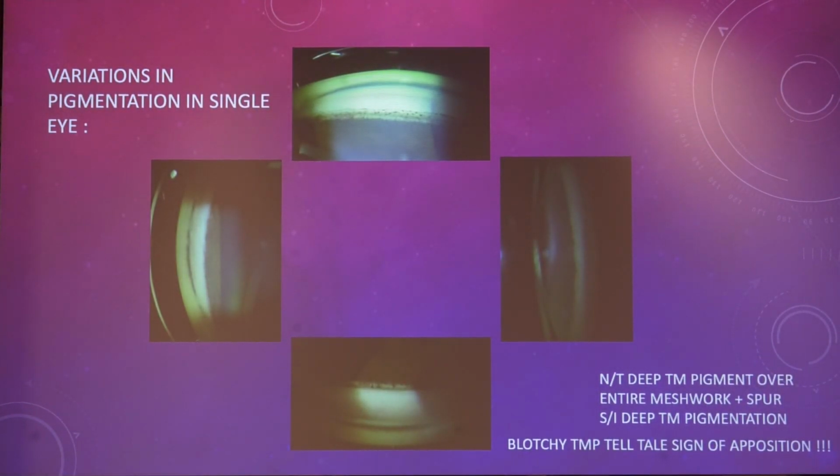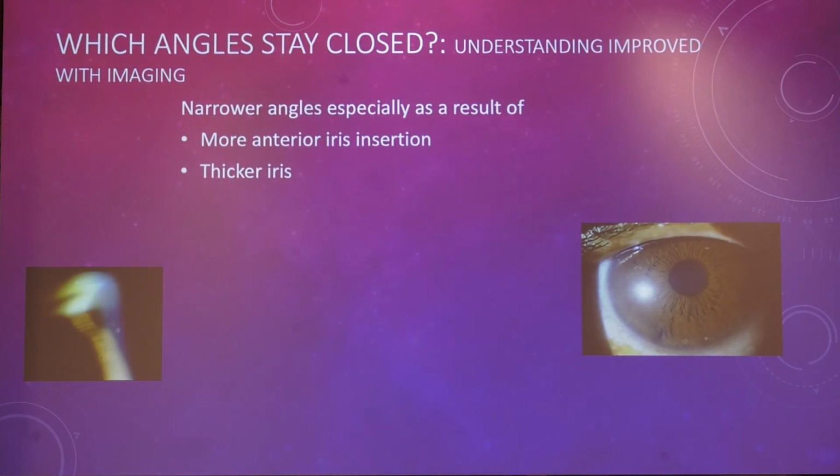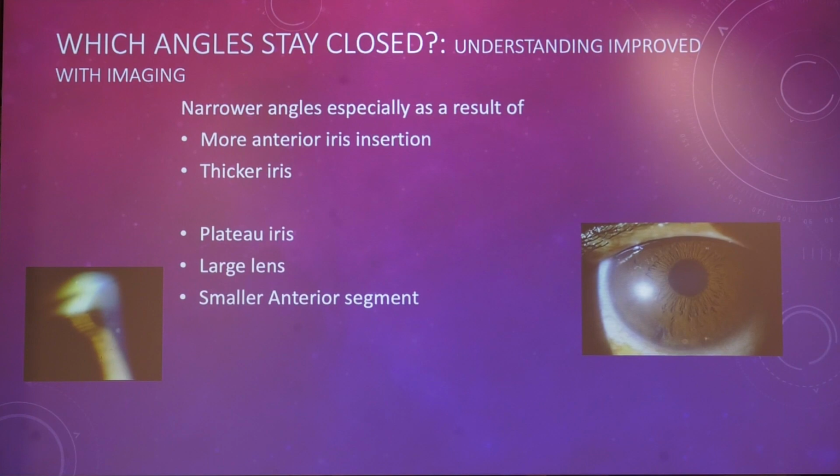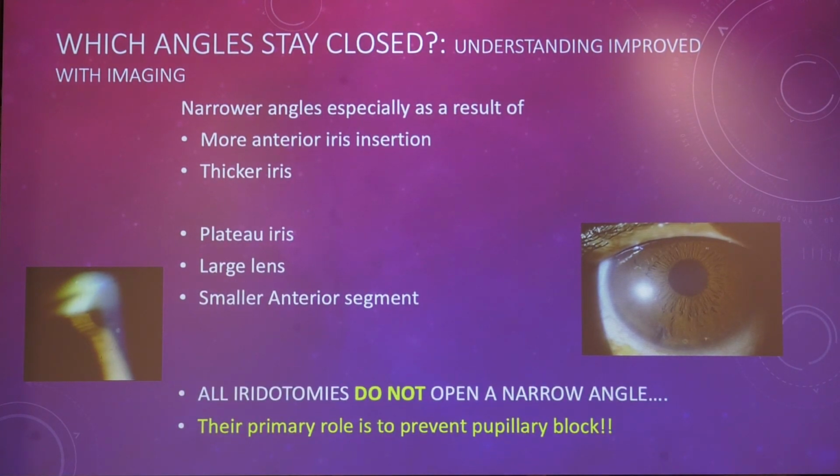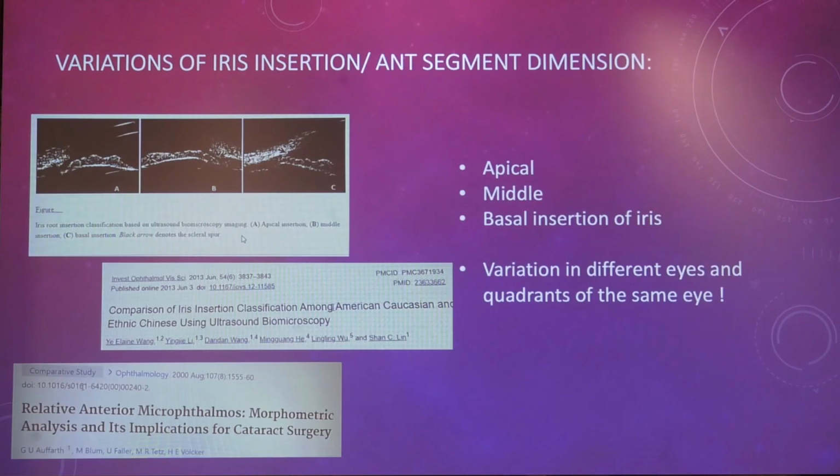Variations in pigmentation in a single eye also occur. Temporal and nasal angles are pretty tricky to identify because of the difficulty in getting a corneal wedge there. But always remember that pigmentation over the angle should be closely documented, and blotchy pigmentation is a telltale sign of iridotrabecular contact. Now, which angles stay closed is very important, because after PI we feel that all angles open, but there are certain angles with thicker iris insertion, thicker iris itself, plateau iris, large lens and smaller anterior segment, and all iridotomies do not open a narrow angle. Their primary role is to prevent pupillary block. That is something that we should always remember.